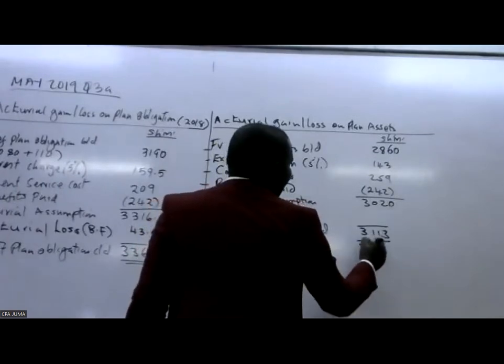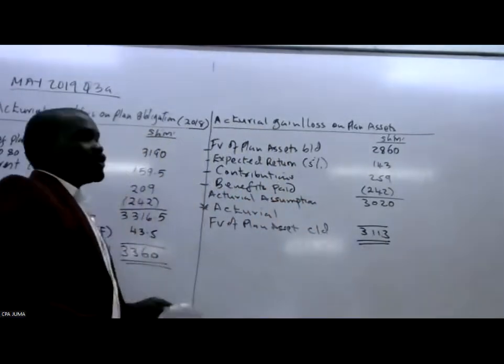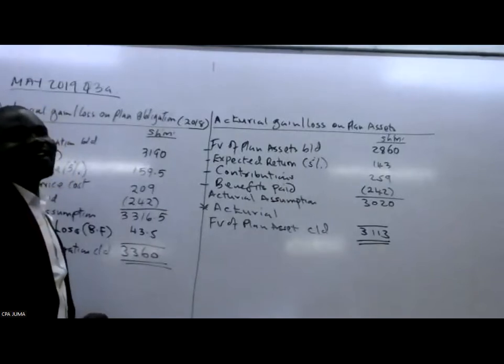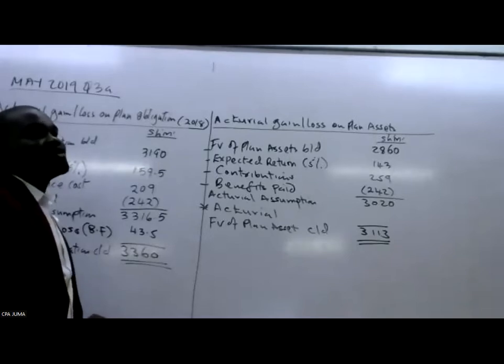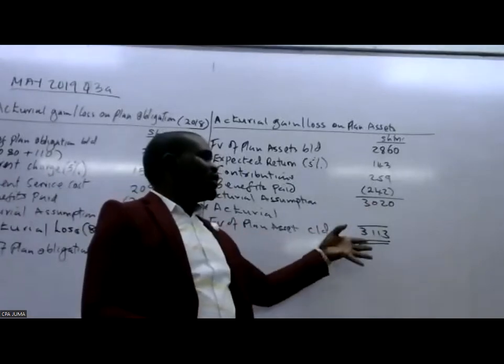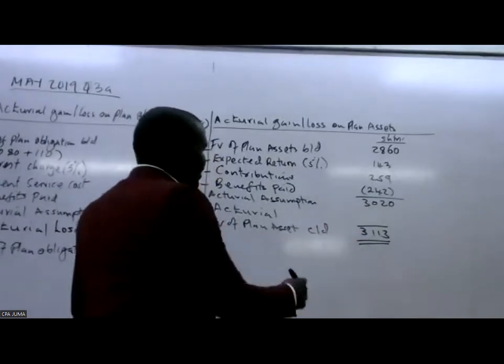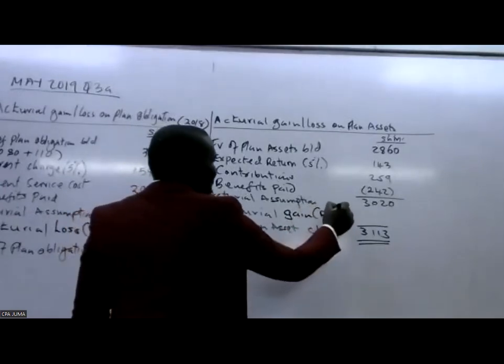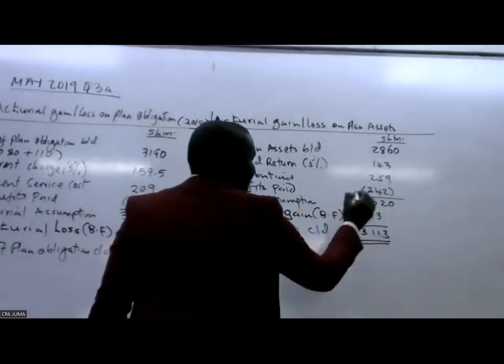13. So actuarial gain or loss. Again, this is on assets. So we had planned our assets to be 30-20. Now we get a value of 31. So this is an actuarial gain of how much? 93.